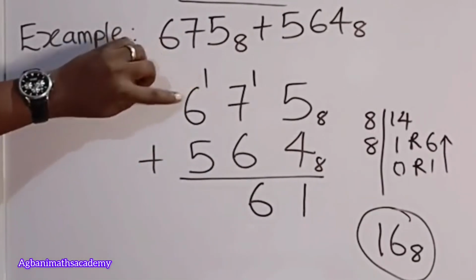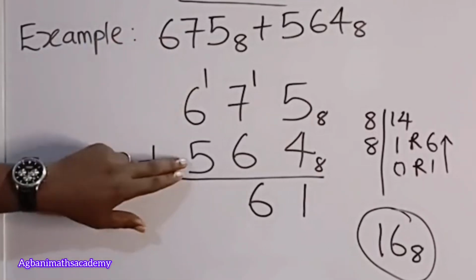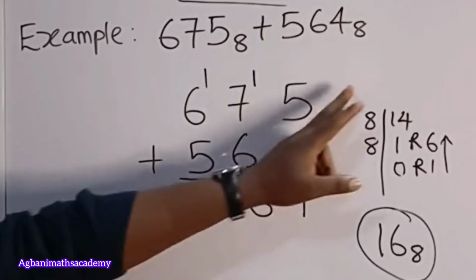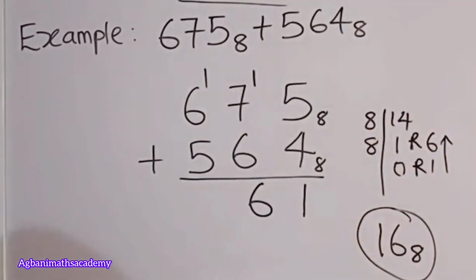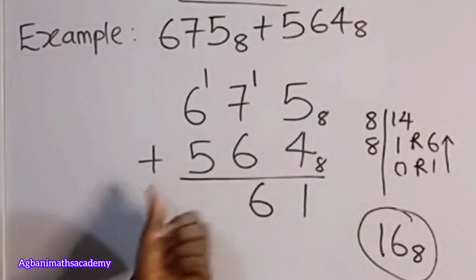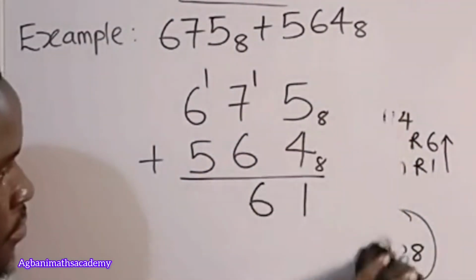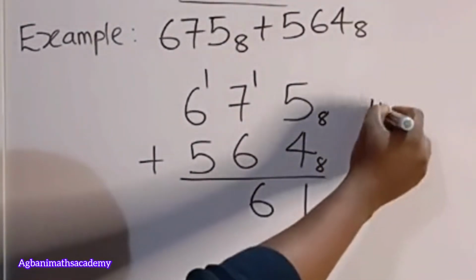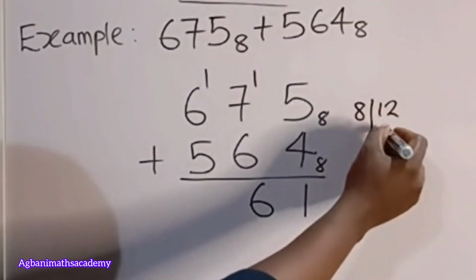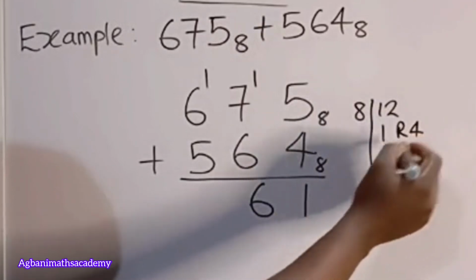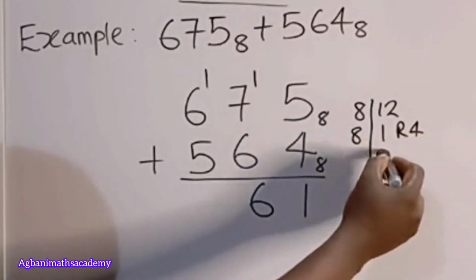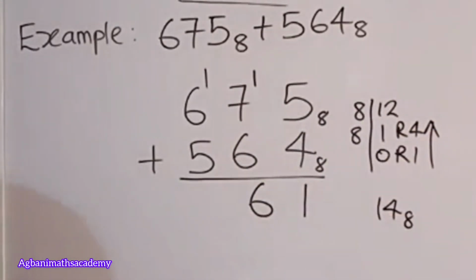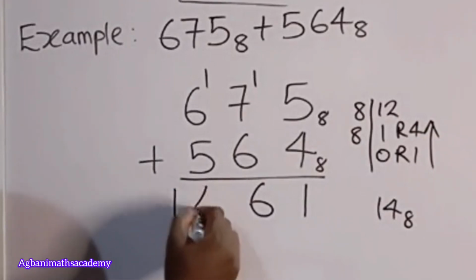Next, we look at 1 plus 6 gives us 7. 7 plus 5 gives us 12. Can we write down 12? No. We have to take 12 through this process. It is the answer you get through this process that you write down. So now we're looking at 12. 12 divided by 8 gives you 1, remainder 4. And then 1 divided by 8 gives you 0, remainder 1. So the actual number you're going to write is 14 base 8. So 1, 4.